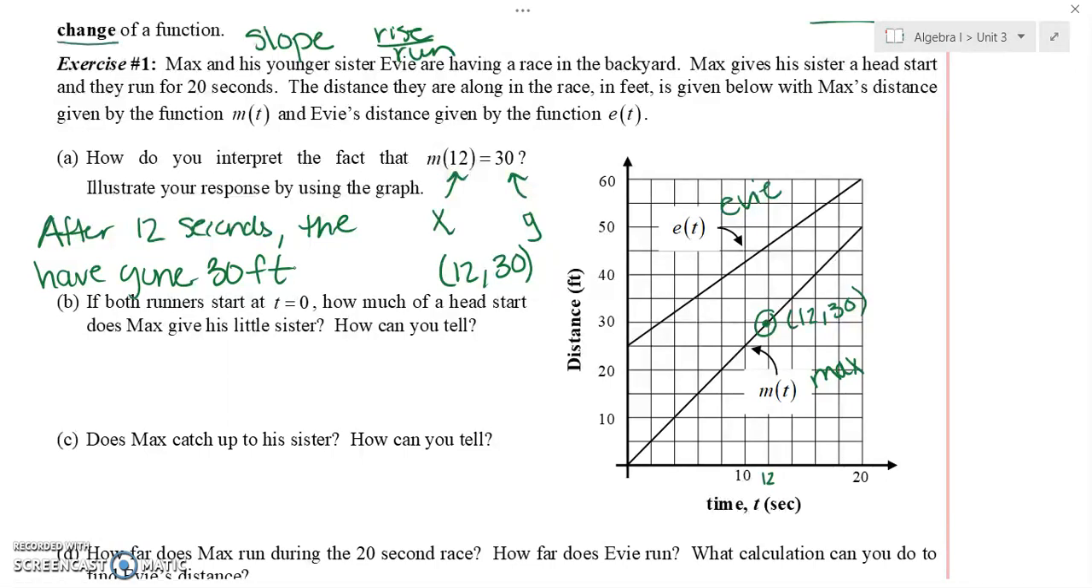Now, if both runners start at t equals 0, so here's 0, this is our 0 right here, how much of a head start does Max give his little sister? How can you tell? So here is Max, here is Evie at 0. How much of a distance, a head start? So how high is Evie compared to Max? If you do the math, 5, 10, 15, 20, 25 feet.